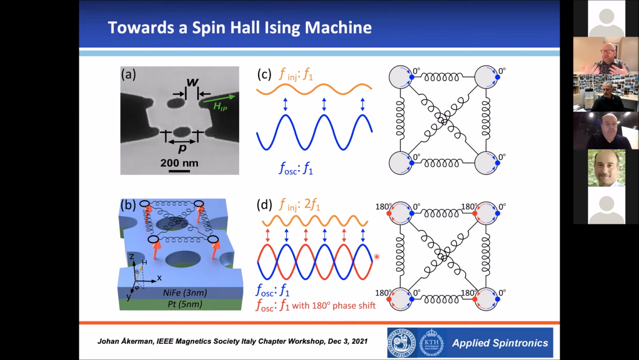So if you can now control the coupling strength and coupling sign between different oscillators, you can use the behavior of this oscillator network to solve combinatorial optimization problems. And that's a much bigger topic, but that's essentially the fundamental mechanism behind the Ising machine. So we looked into that.